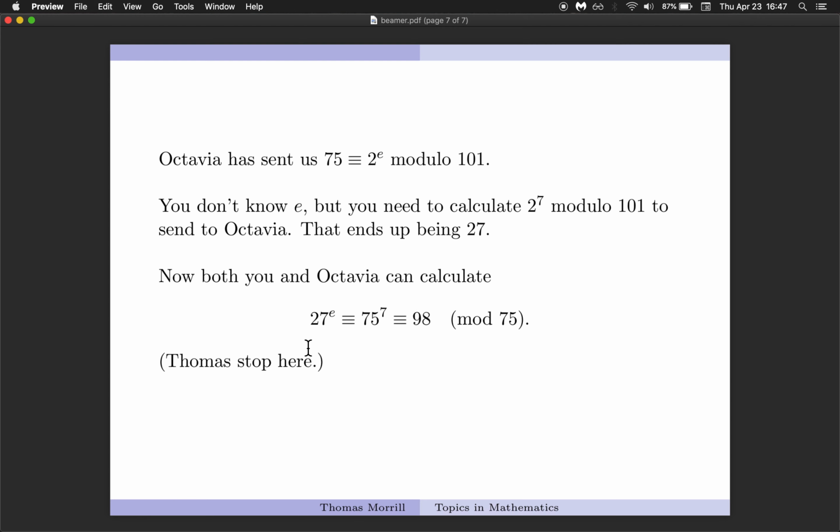Both of these formulas will end up producing the same residue, but you and Octavia are the only people that have enough information to calculate that formula. And in the end, this ends up becoming 98. Typo. This should be modulo 101. So the resulting secret, your shared secret, will be a residue mod 101. So I'll correct that in the slides that I upload.